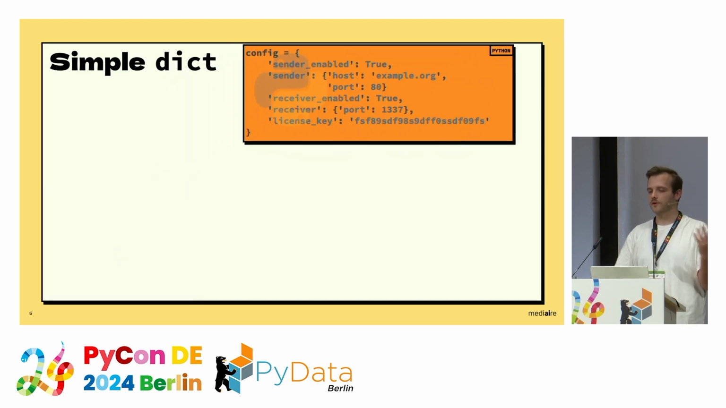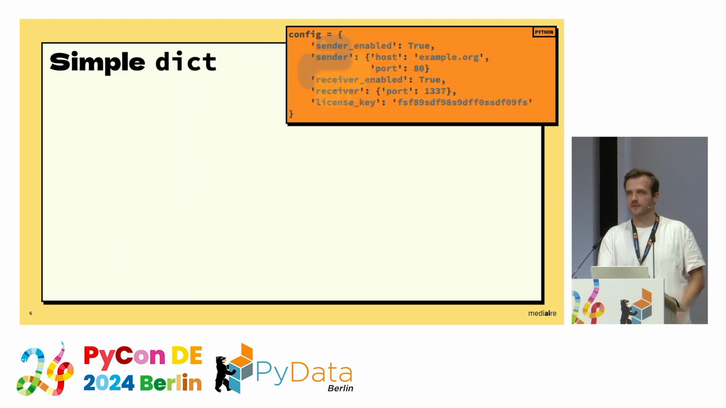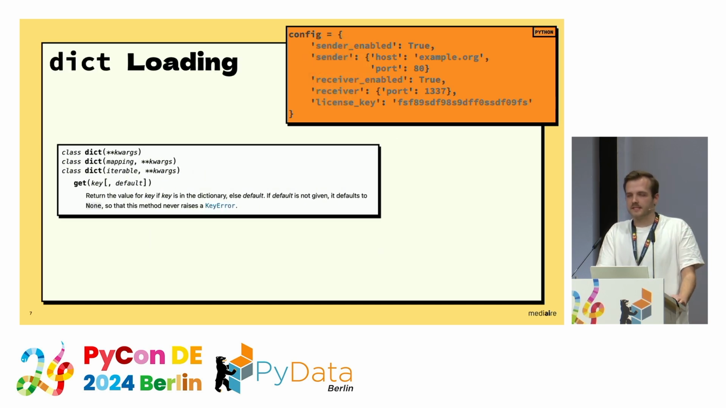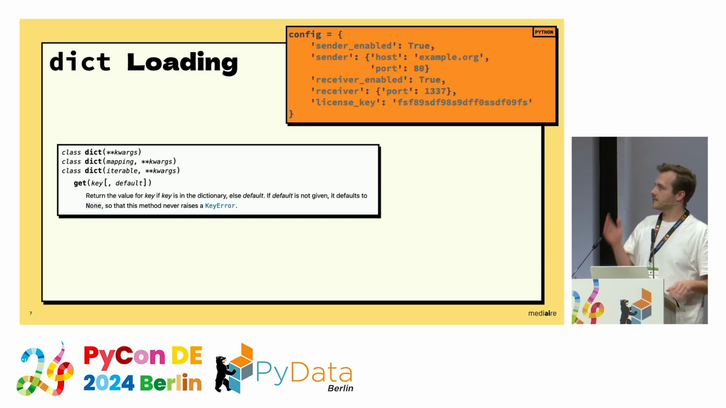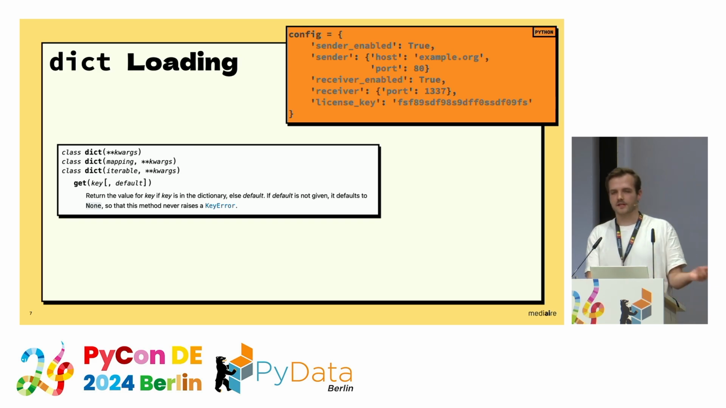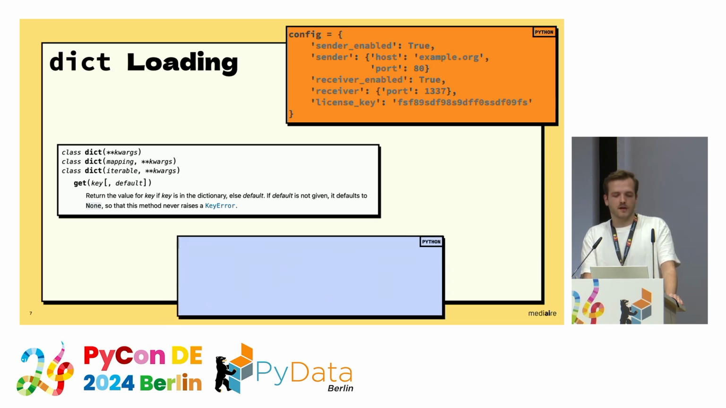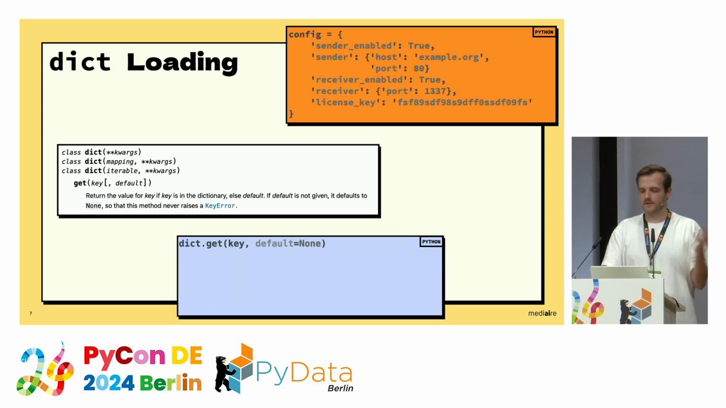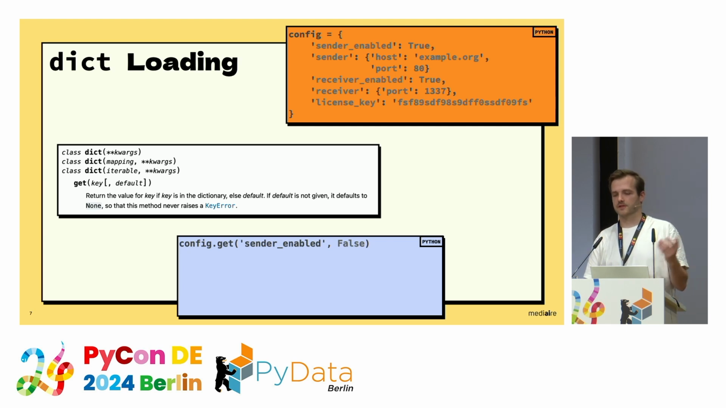So how would we go about using a dictionary-based configuration object like this? Well, the standard library gives us the get method on our dictionary class to supply a key and a default value. If the key is not found within the dictionary, we get the default value. So that would look like this: I get the key, and I supply a default. If we're looking at our configuration here, maybe we would be interested in whether the sender is enabled, and by default it should be disabled, so we're going to supply this.